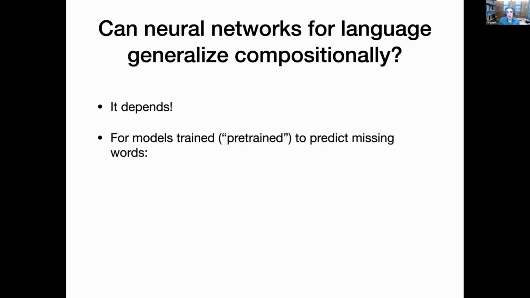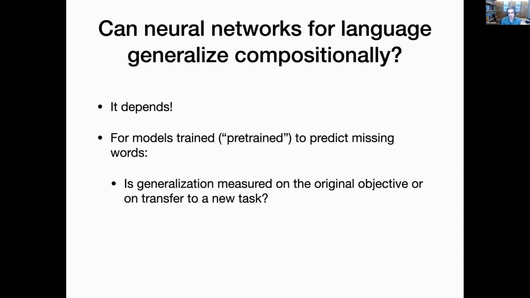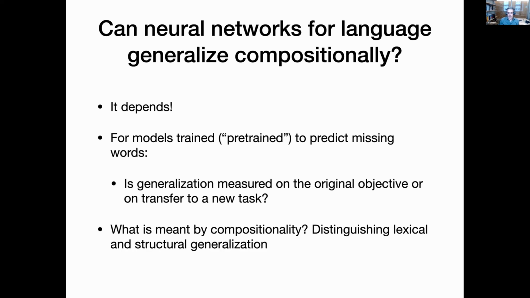It depends on what kind of model you're evaluating. If you're evaluating a model that's trying to predict the missing word in a corpus, which is the standard way to train language models these days, also referred to as pre-training, then it really matters whether you're evaluating the model on its original objective or on transfer to a new task like a semantic parsing task. I'll say more about that in the second half. And it also really matters what you mean by compositionality.